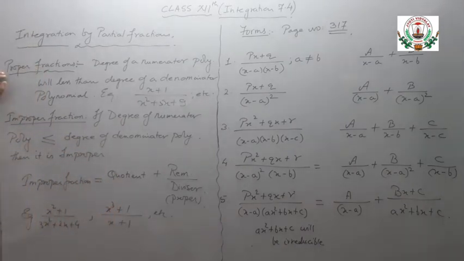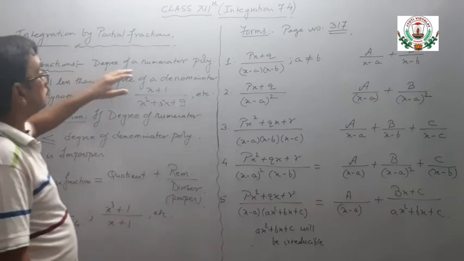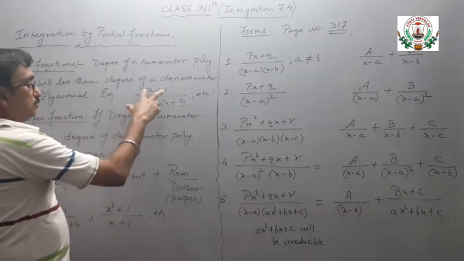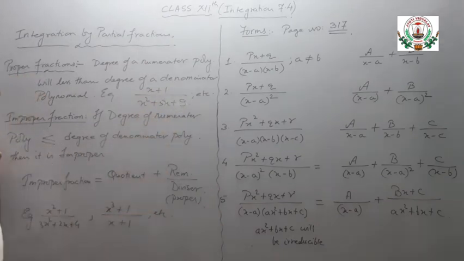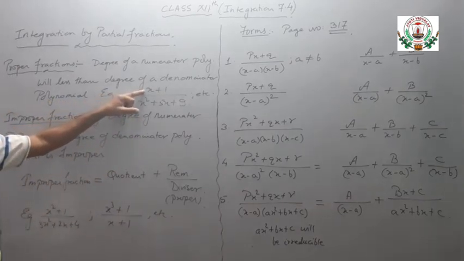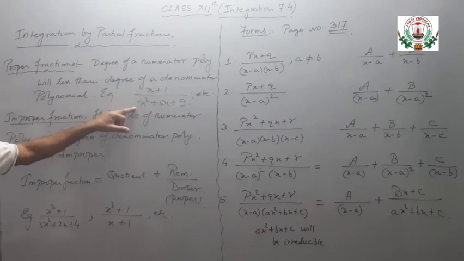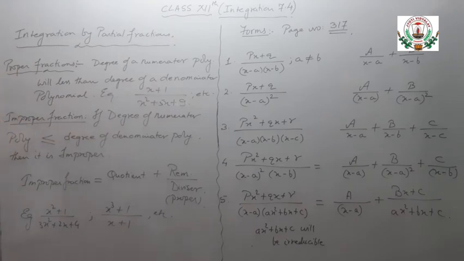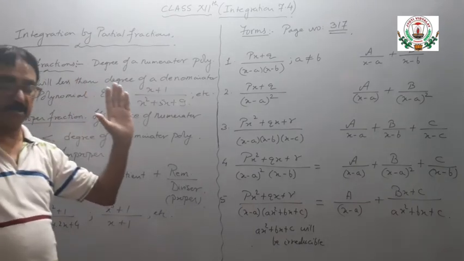As you have studied proper fractions: if the degree of the numerator polynomial is less than the degree of the denominator polynomial, then it is known as a proper fraction. For example, x plus 1 upon x square plus 5x plus 9: the degree of the numerator is 1 and the degree of the denominator is 2. So the degree of the numerator polynomial is less than the degree of the denominator polynomial. So this is a proper fraction and we can proceed directly to integration.